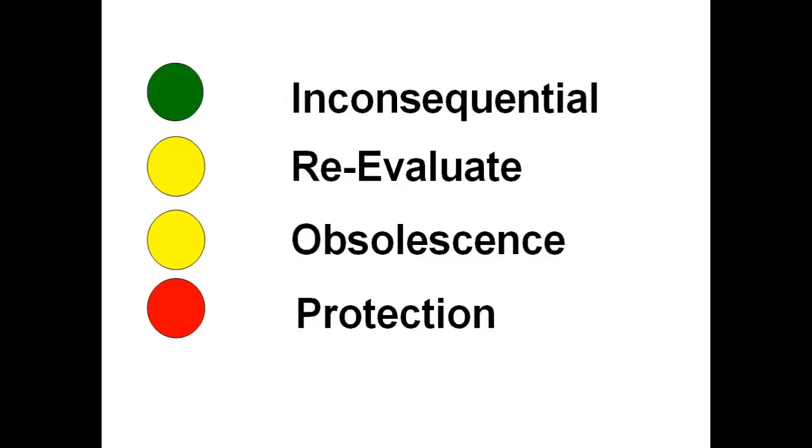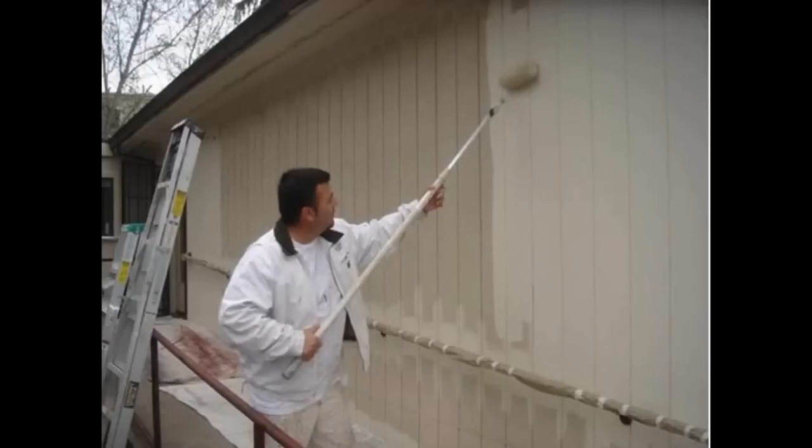There's the fourth category of protection, a project that protects the underlying valuable asset. And a good example is typically we show or talk about painting, where you see this gentleman painting the wood siding. Painting is necessary to protect the underlying valuable, expensive wood siding so you don't end up replacing the wood siding prematurely.